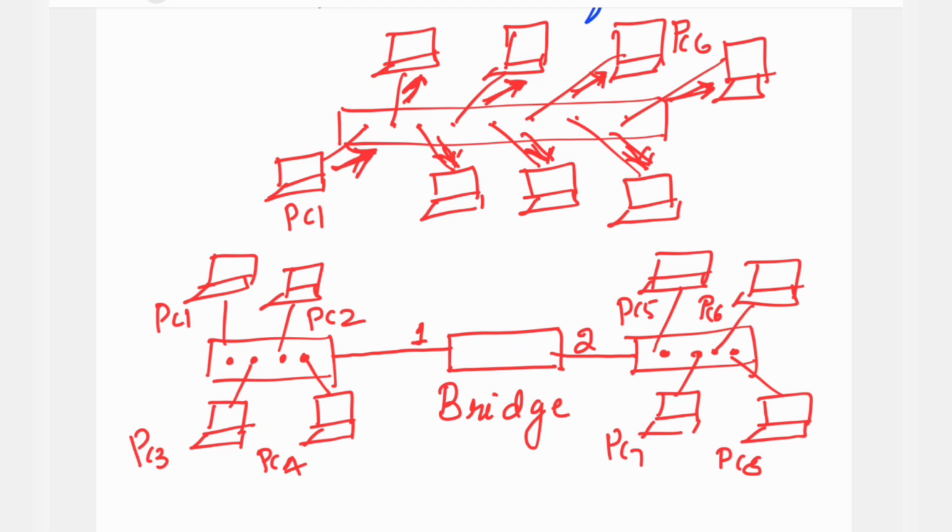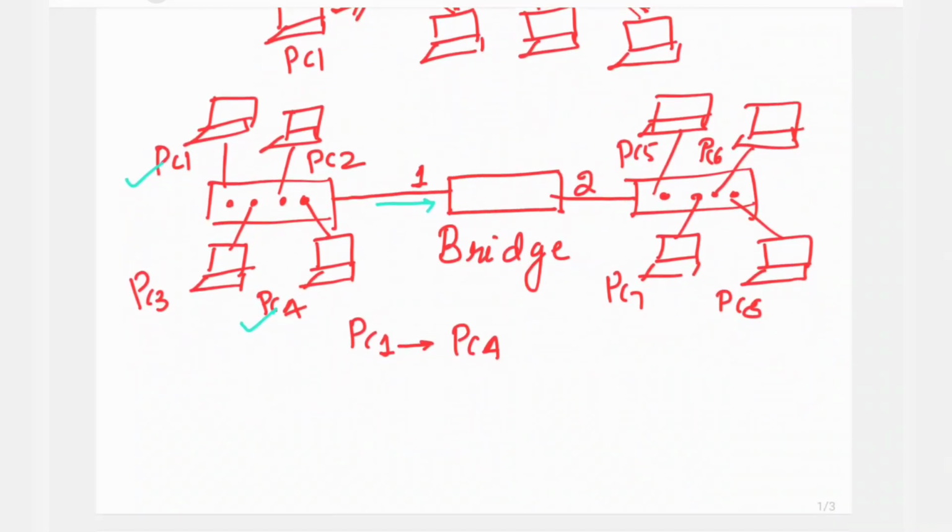Now here, suppose PC1 wants to send a message to PC4. PC1 is connected to port 1, and PC4 is also at port 1 only. When PC1 sends a packet for PC4 and the bridge receives it, it will find out whether the destination host is present on this side of the network. That means, is it connected to port 1 or to port 2? In that manner, the bridge can identify the devices with the MAC address.